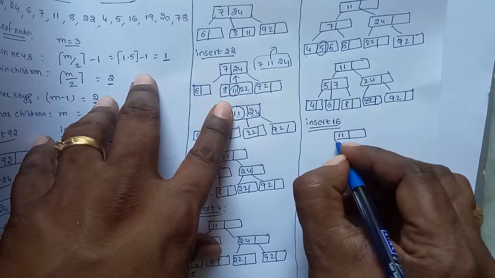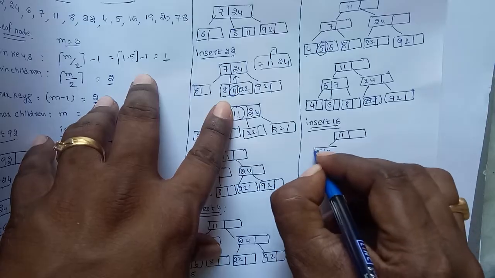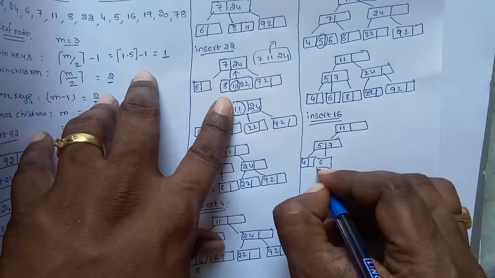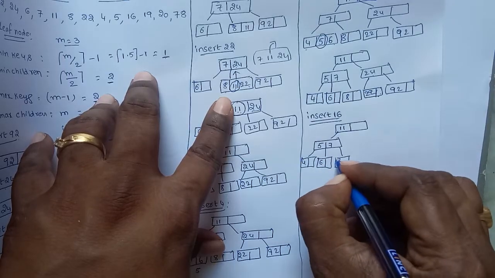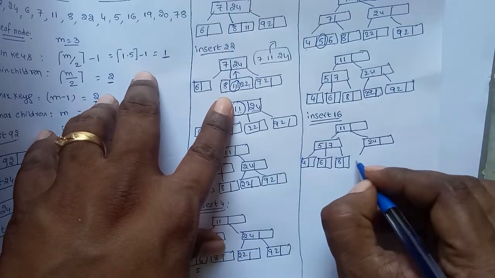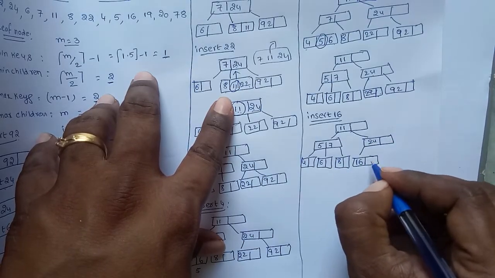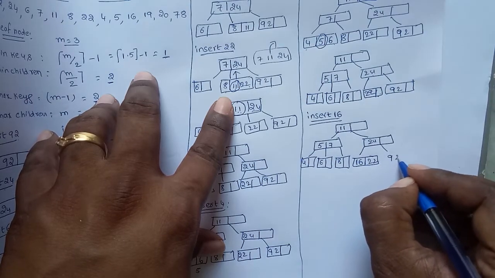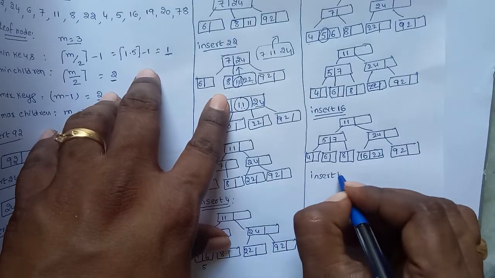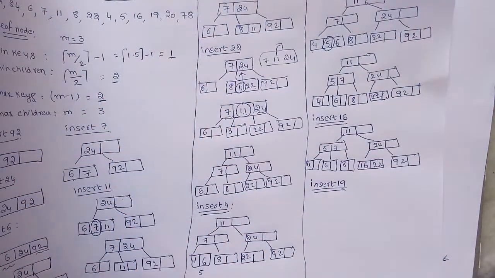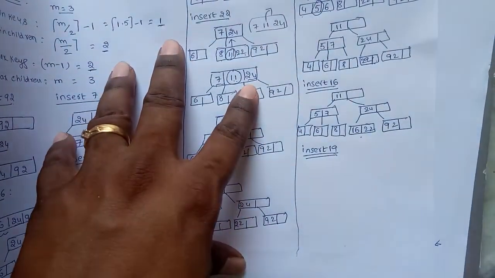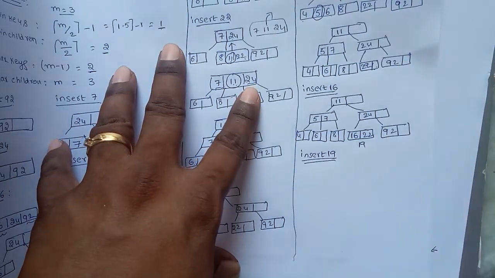11, 5, 7, 4, 6, 8, 24. In this, insert 16, 22 and 92. Now the next element is insert 19. What is the position of 19? The position of 19 is again at this position.